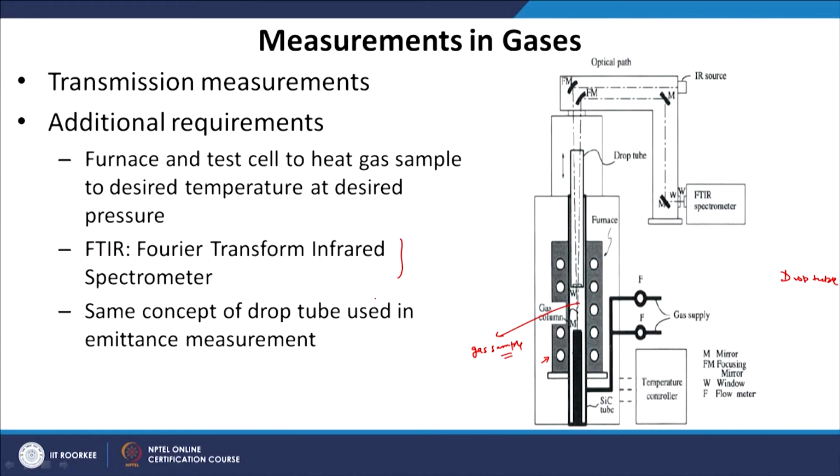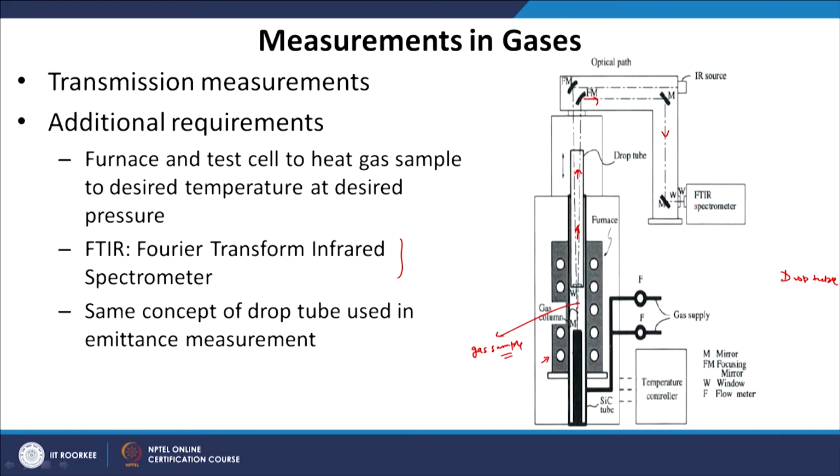In this case we use FTIR because we want to measure the properties along a large number of wavelengths. So, we use an FTIR spectrometer. The same optical path as was discussed earlier is used. Radiation from this gas chamber travels through the drop tube, and then through mirrors it is reflected to the FTIR. So, this is how we can measure the properties of the gases.